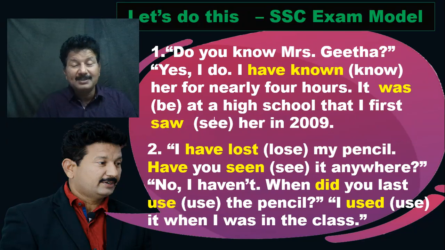So this is the present reference. Though I lost my pencil, and now I'm searching for it. So I can say, I have lost my pencil. Have you seen it anywhere? No, I haven't. When did you last use the pencil? So I used it when I was in the class. So it is simple past.